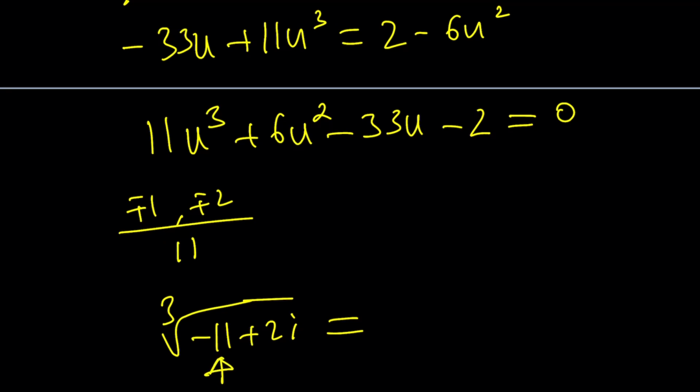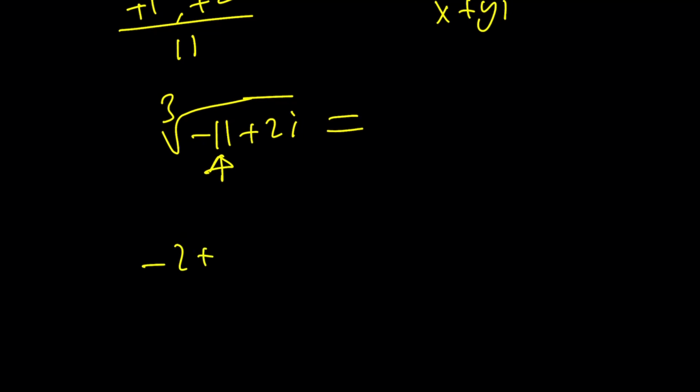Since this is a negative number, if my number is like x plus yi, x is probably going to be a negative number. I'm just going to be guessing, okay, could this be something like negative 2 plus i, or negative 1 plus 2i, or something like that? You can go ahead and cube these numbers and see if they work.